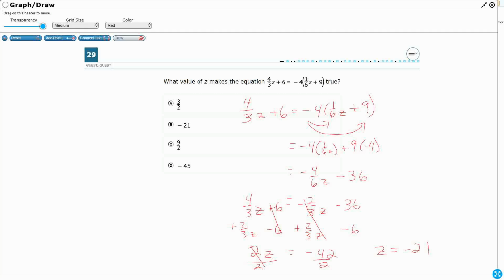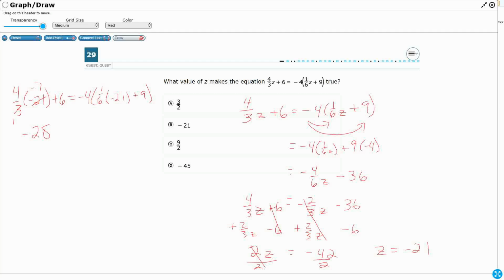But we should always use substitution just to verify. Instead of our simplified equation, let's put -21 into our original equation. So 4/3 times -21 plus 6 equals -4 times 1/6 times -21, and then plus 9. All right, so 4/3 times -21. That's going to be -84/3, but let's divide both by 3. So that's going to be 1, and that's going to be -7. That's going to be a little bit easier.